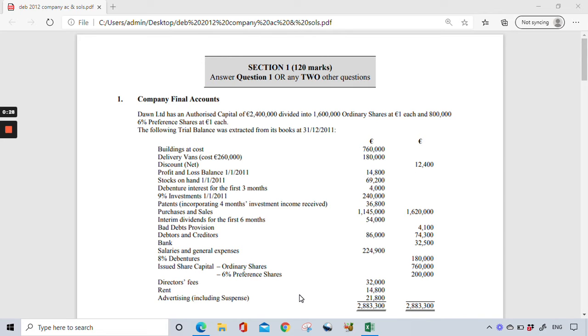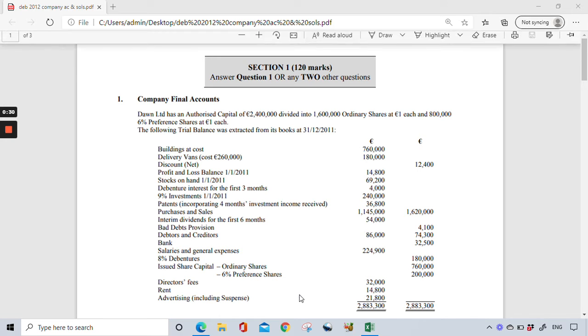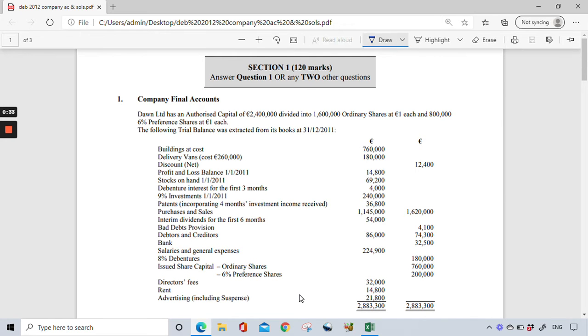So the question is on the page here in front of you. I'd say have your papers in front of you as well. Up the top we have authorised capital, issued capital, and 800,000 preference shares. Nothing strange there. Buildings at cost. Delivery vans cost 260, now 180, so that's accumulated depreciation of 80,000. Discount, now it's on that side, so it's received. Profit and loss is on the debit side, so that means we're going to be taking it away. It was a loss.